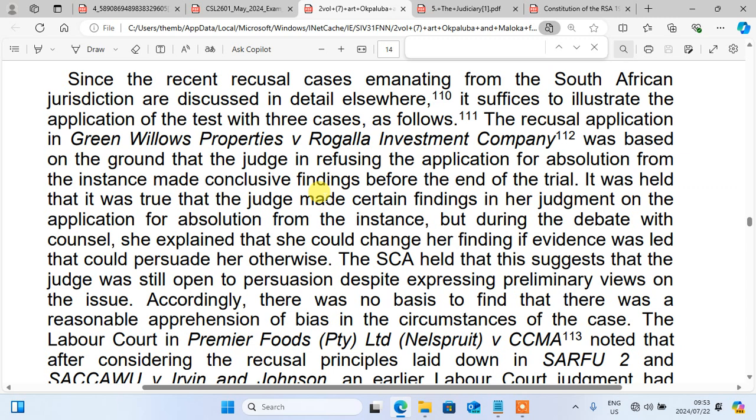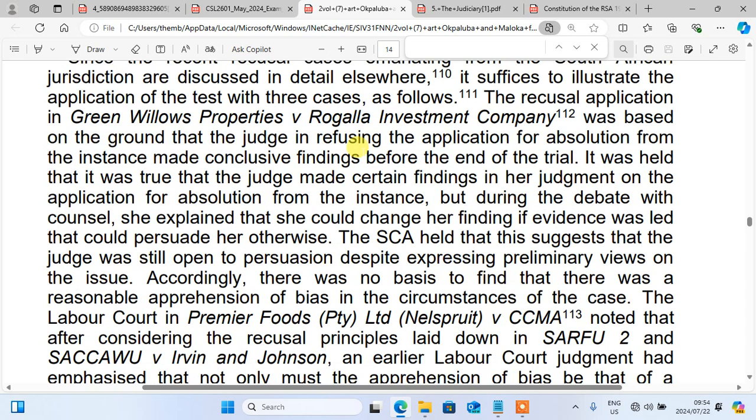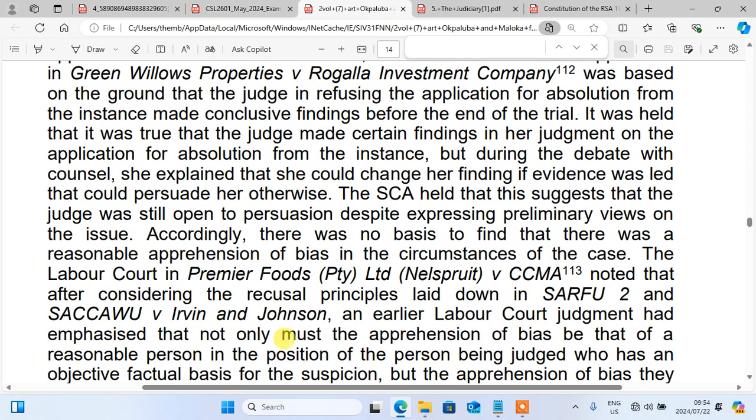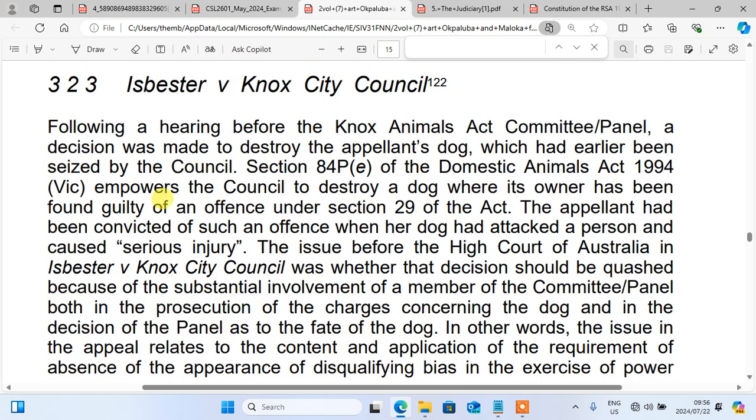Besides those two cases, there are cases of recusal application which was done in the Green Wallows Property versus Rogal Investment Company. Besides that one, we still have the Labour Court case of Premier Food versus CCMA. It's another case that you can be reading about, knowing much about the recusal. Your argument can also be supported by international cases such as Vesta versus Knox City Council, which was done in the High Court in Australia. You can read this case to understand much about the recusal.